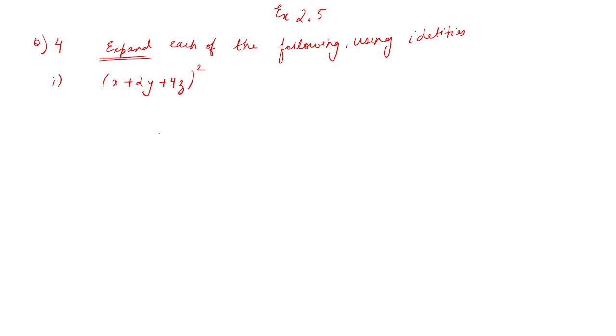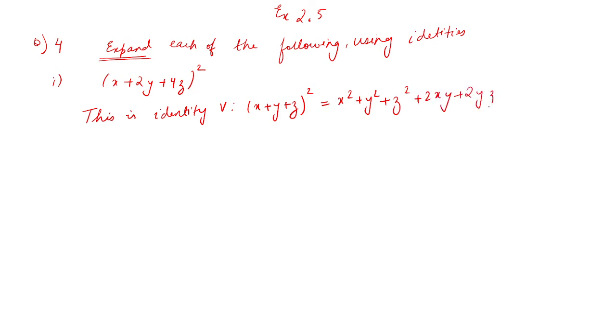Now you look at this given identity, and you see this is Identity 5. What is identity 5? Identity 5 is (x + y + z) the whole thing square. And what is the formula for this? x square plus y square plus z square plus 2xy plus 2yz plus 2zx. Therefore, you can write this as (x + 2y + 4z) whole thing square. Let us apply the formula.